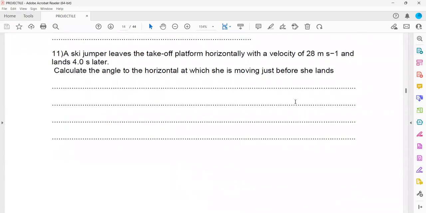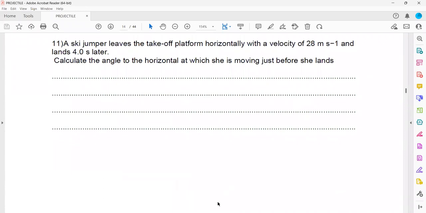In question 11, a ski jumper leaves the takeoff platform horizontally with a velocity of 28 meters per second. It's better you just have a rough sketch of the question whenever you're solving questions related to directions or projectiles.